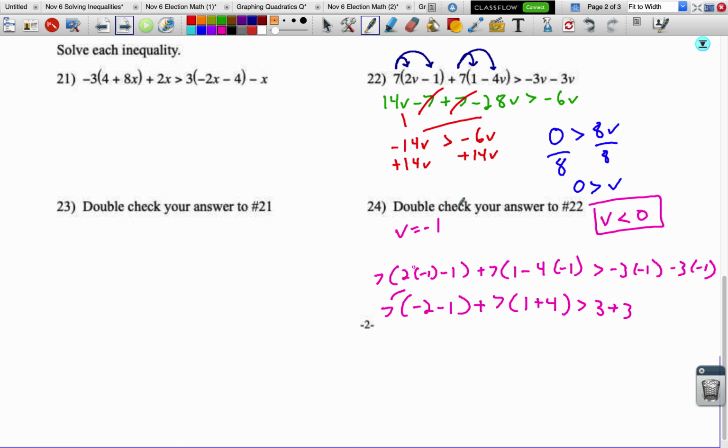Let's go ahead, and we don't need to distribute here because these are like terms. Just finish this up. 7 times a negative 3 plus 7 times a 5 is greater than 6. Negative 21 plus 35 is greater than 6. And what do we get? That's 14 is greater than 6. That's a true statement. So it's a good sign that we did this one right.